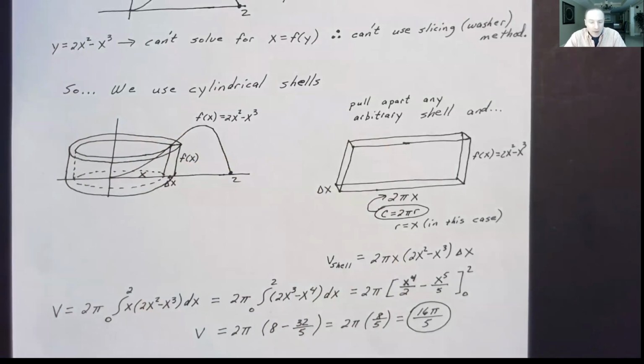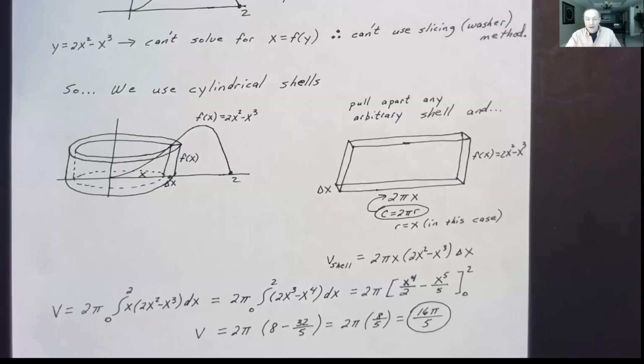Now, in a problem like this, please keep in mind, there was no option. Some people say, well, I just prefer the slicing method, I'm going to do it that way. You didn't have a choice. Slicing would not work on this example. So cylindrical shells, you're going to find, will always work. Most of the time people prefer slicing.